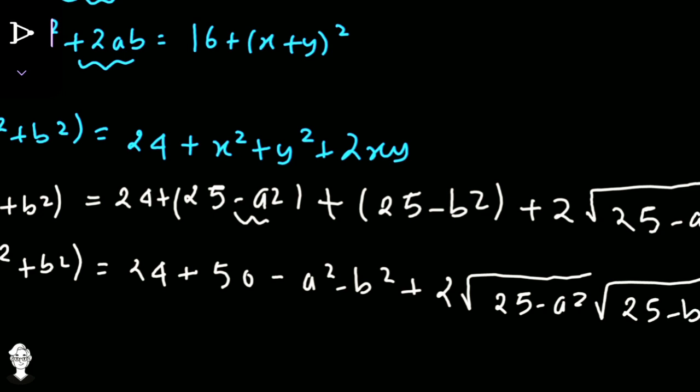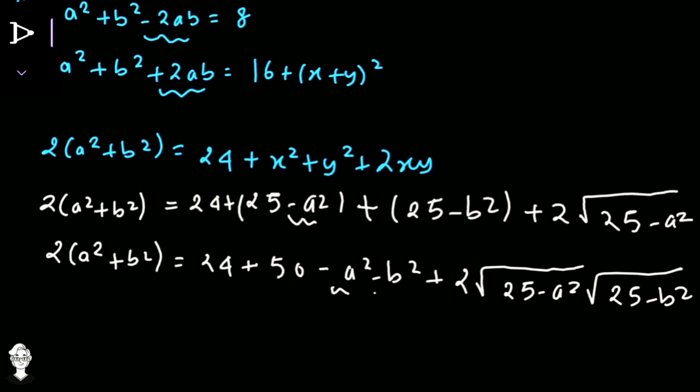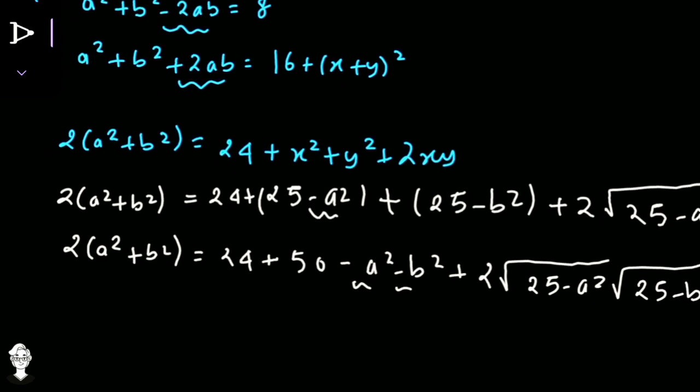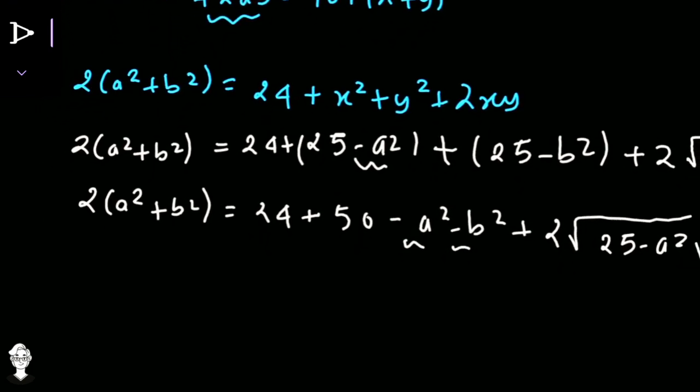Now from here I will shift negative a square and negative b square to the LHS part. When they are shifted, 2 times is already there, so they add up and it will form 3 times. So let me write that.